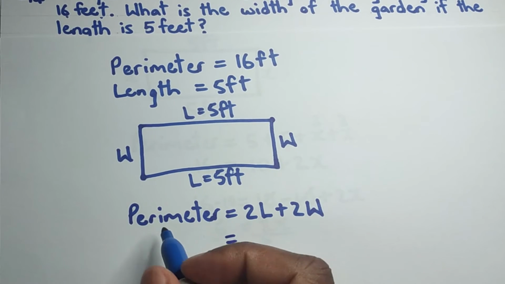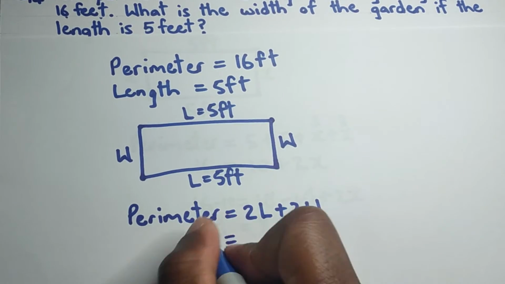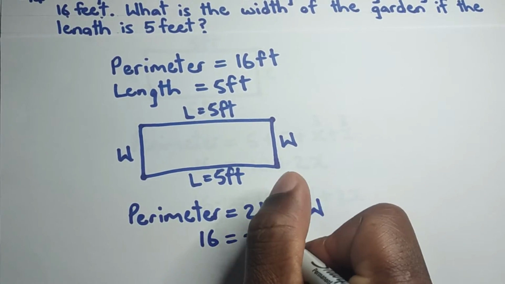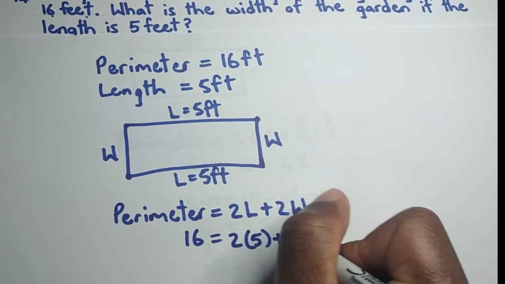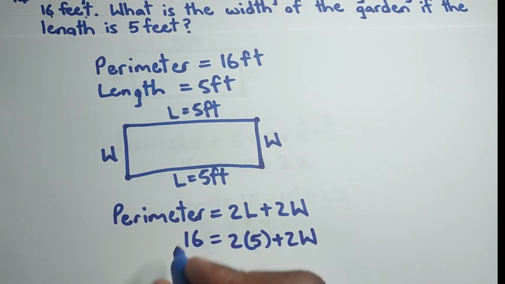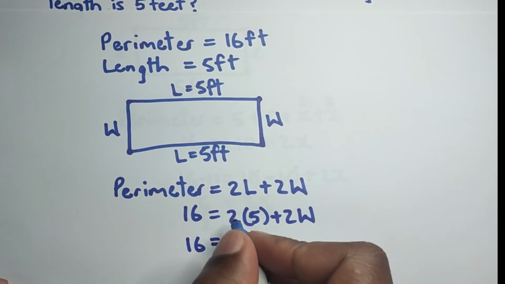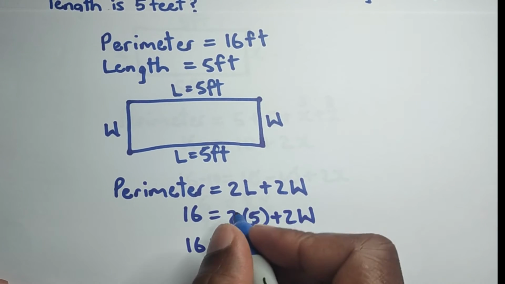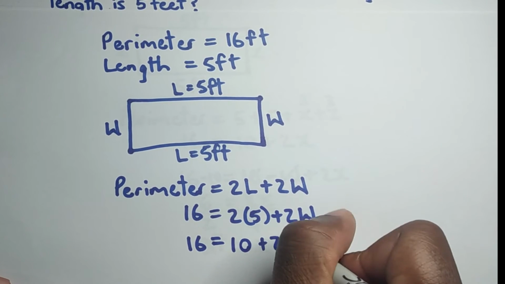So what we can do now is to find the value of W, which will give us the width. Remember the perimeter is 16 and we have 2 times the length, which is 5, plus 2W. So here we'll have 16 is equal to 2 times (5), which is the same thing as saying 2 times 5. 2 times 5 is 10, plus 2W.